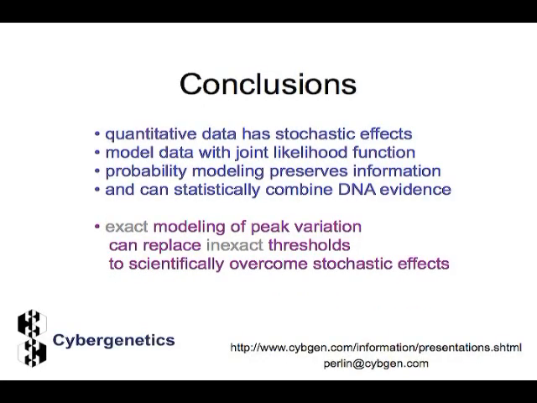In conclusion, quantitative DNA data have stochastic effects, and with computers we can model these data using joint likelihood functions. The standard probability modeling that we use preserves DNA identification information and can statistically combine DNA evidence, whether it's the individual quantitative peaks within one locus or the different patterns across multiple DNA tests. The key point is that exact modeling of peak variation can replace the inexact thresholds in order to scientifically overcome stochastic effects. Thank you.